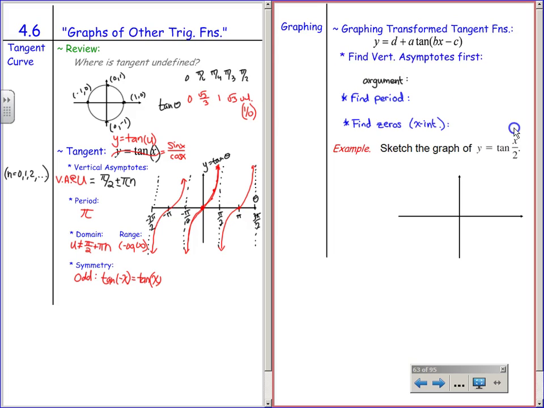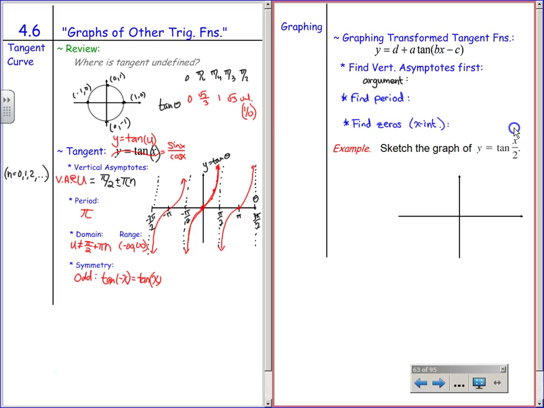To that end, I'm going to post in Google Classroom underneath this homework, which is not due until Wednesday, a couple of videos from last year. If you want to try to get ahead on how to graph tangent and cotangent and secant and cosecant, I won't say that's a bad idea.